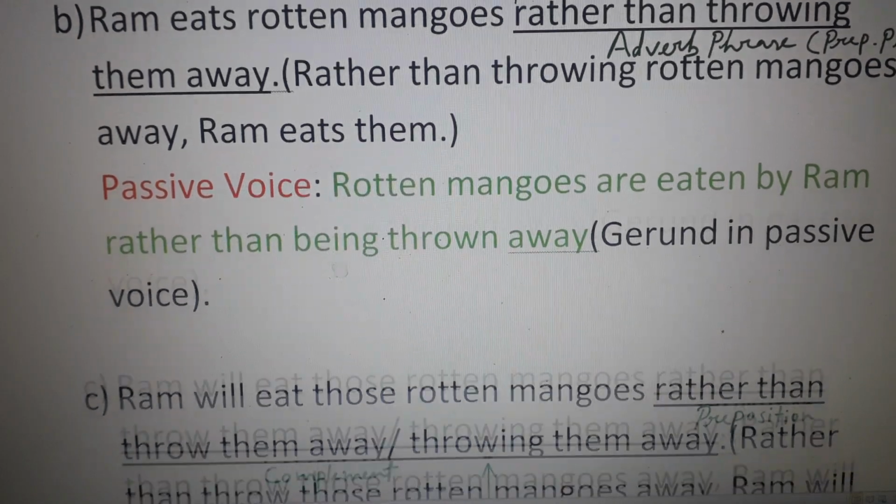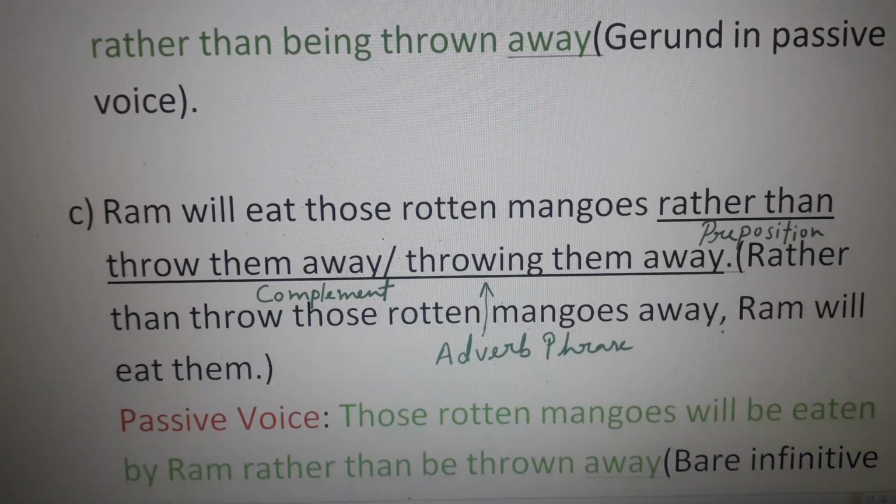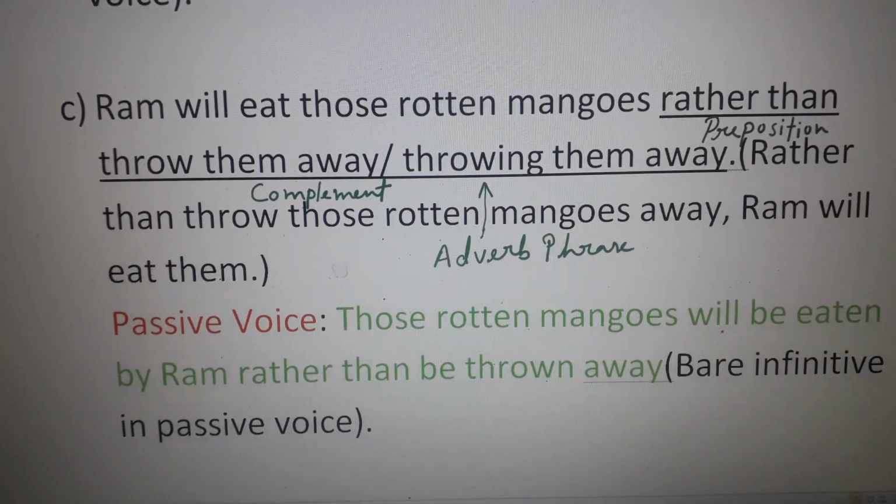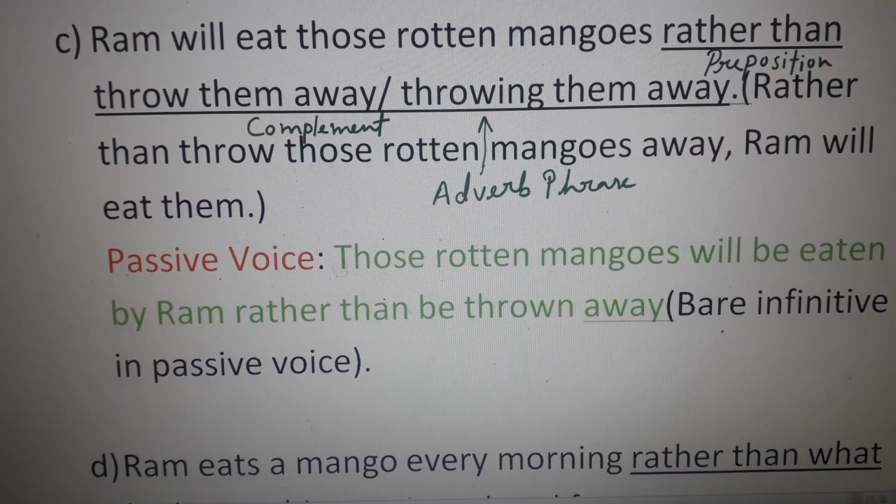Let us take third example. Ram will eat rotten mangoes rather than throw them away or throwing them away. Here the preposition rather than is taking a bare infinitive as its complement. Alternatively, we can also use a gerund in place of bare infinitive as complement to preposition rather than.